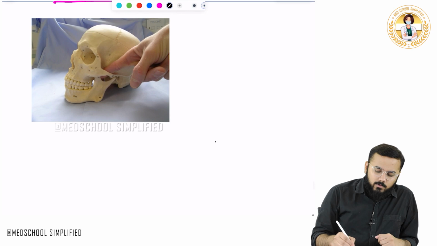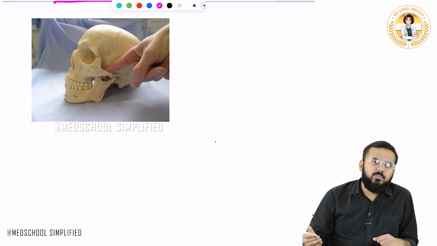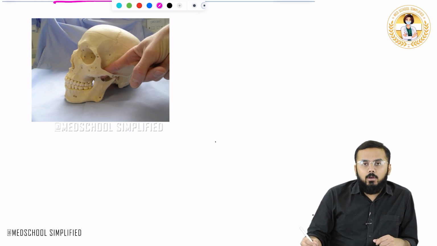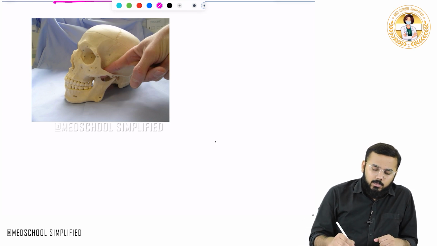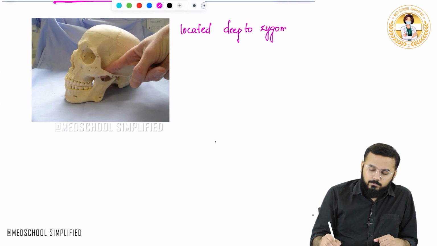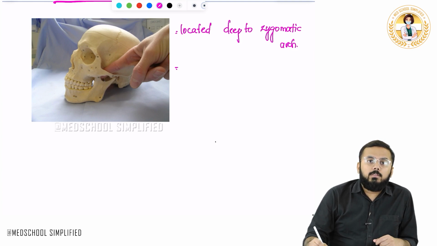Now, if I have to write one very important point, what will I write? Where is this first of all present? This infratemporal fossa is present behind the zygomatic arch. You see, the finger is going behind, or deep to, the zygomatic arch, right? So this is located deep to the zygomatic arch.